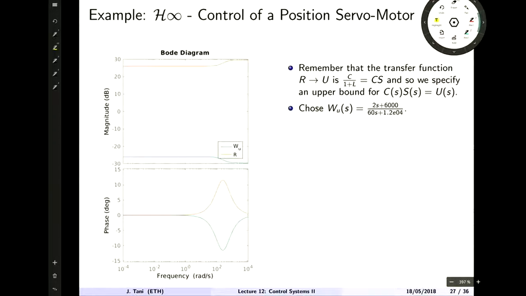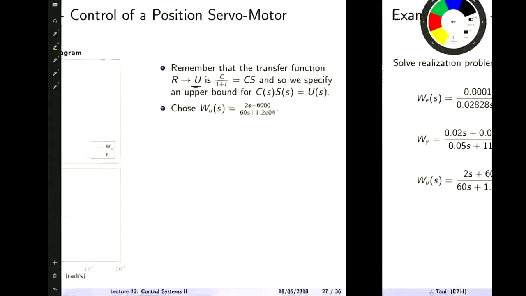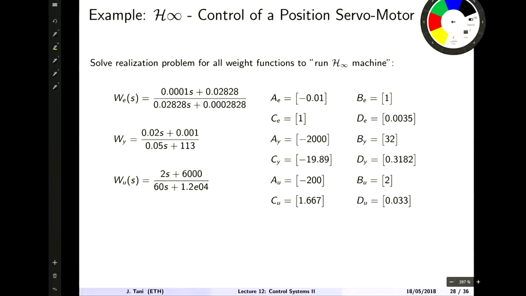So we say that we want to limit how big the control input U can get if we have a certain change in reference. So this is specified here. And then we go through all of these steps. We first transform everything from frequency space to state space. So we have to solve a realization problem here.